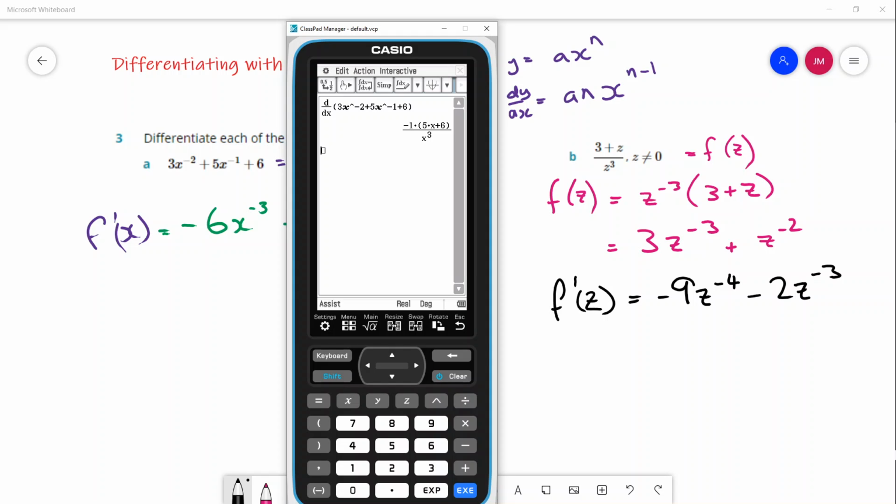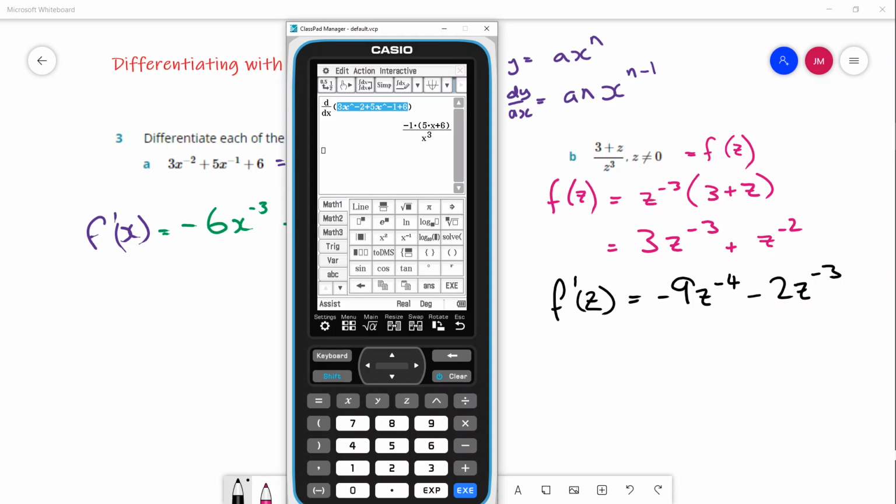And likewise, we could do this one down here. So let's just delete all that. Now I'm just going to place an x in there just so my calculator doesn't melt down. I could put z in there, I just have to change that to d to z. But let's change all this to 3 plus x and x cubed down the bottom. Execute. So negative 2 x to the negative 3. Yep. And negative 9 x to the negative 4. Perfect.